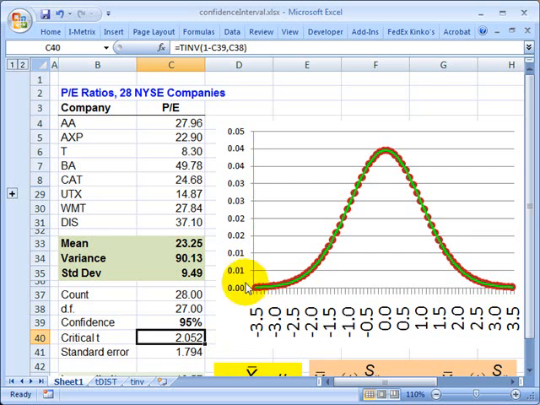What does this mean? Well, if we look at the chart here on the right, I've got two lines. One in green is the standard normal distribution, the bell curve. In red with dots is the T distribution. Notice how close they are. As my sample size gets close to 30 and above, the T distribution is going to approximate the normal, and that's what we're seeing.